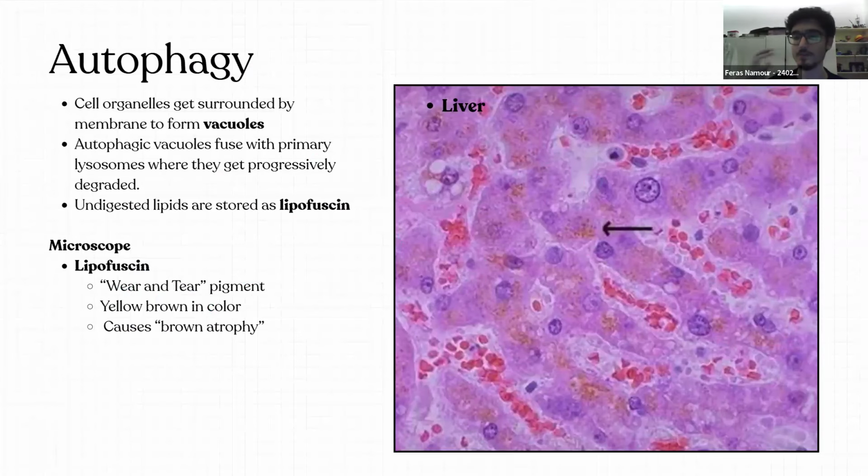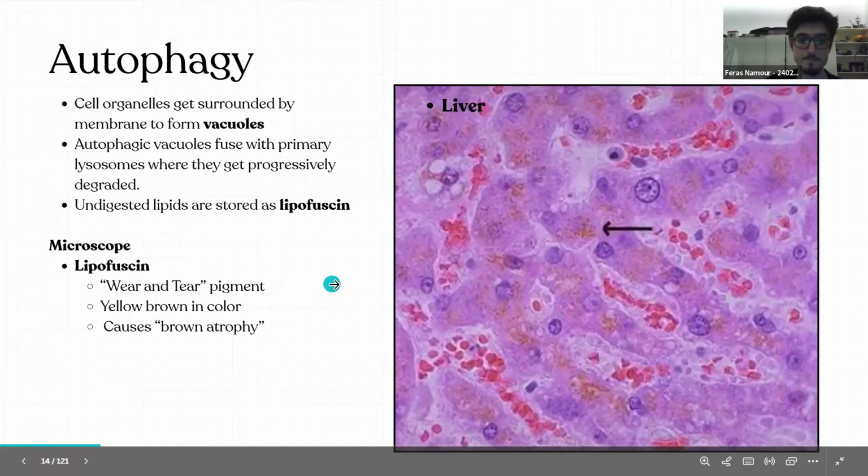We can see it in multiple cells. Here is an example of a liver cell. Let's say we overwork this liver cell and it has to atrophy at some point. So it will digest itself except for these lipids, and they will deposit as lipofuscin.